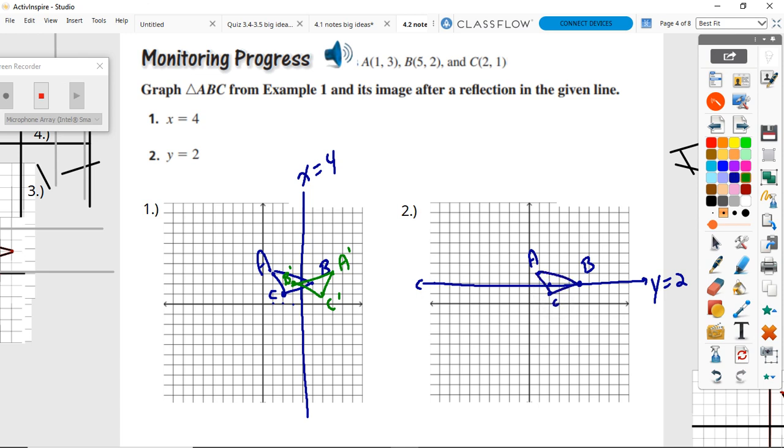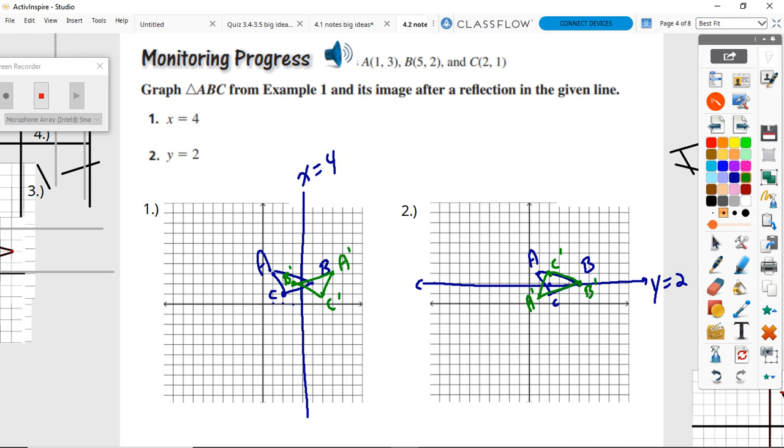A is 1 above, so A prime is 1 below. B is on it, so B prime stays on it. And C is 1 below, so C prime is going to go 1 above. And you get a little something like that, like a little arrowhead.